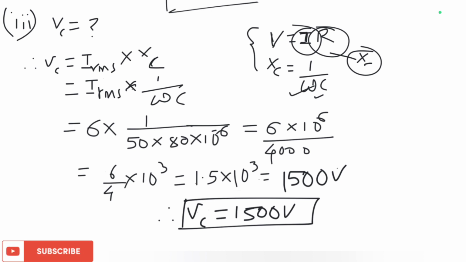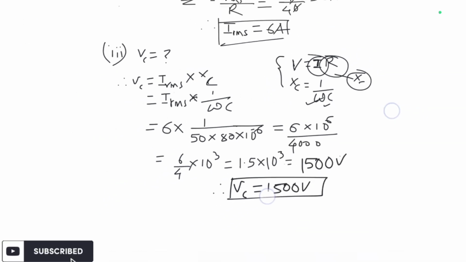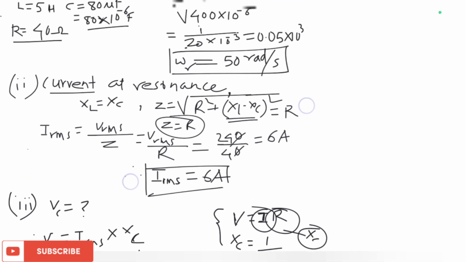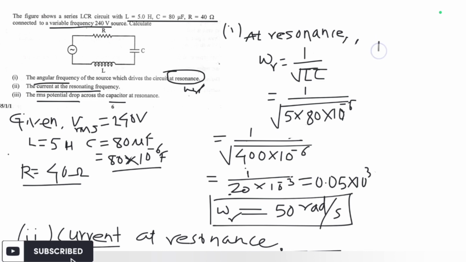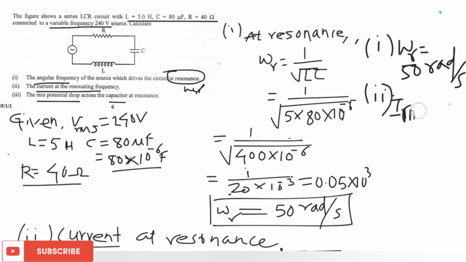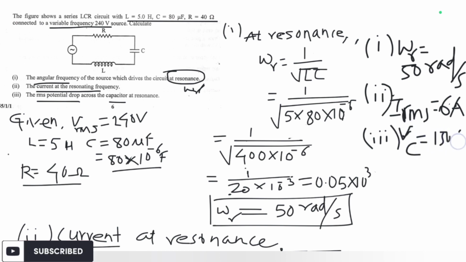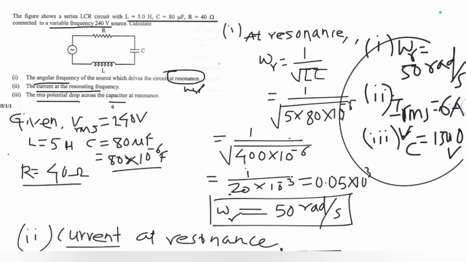In this way, we can solve these questions by simply using the basics of AC circuits. For this we should know Ohm's law, the condition at resonance, and some basic formulas. So we can summarize the results: omega r equal to 50 radian per second. Second, we got the RMS current at resonance, I rms equal to 6 ampere. Then we got the voltage drop across the capacitor at resonance, VC equal to 1500 volt. So all these results are there.